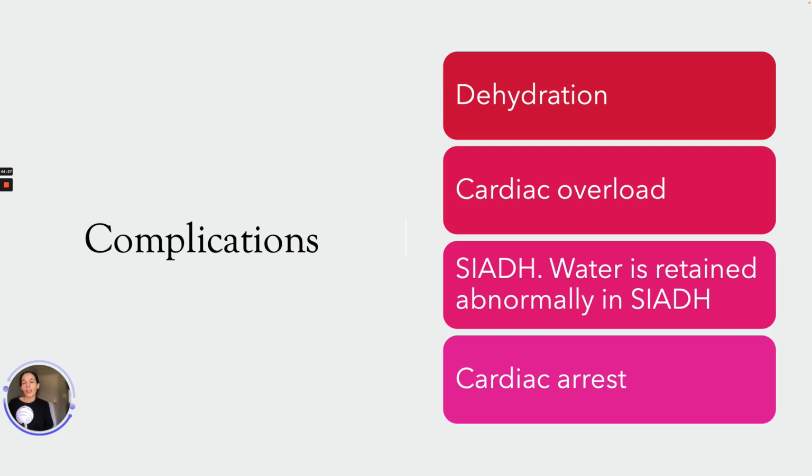So different complications we can see with fluid and electrolyte imbalances are dehydration, so a fluid volume deficit, cardiac overload from fluid volume excess, syndrome of inappropriate antidiuretic hormone, which you can see when water is retained abnormally, and cardiac arrest if there is too much potassium administered.